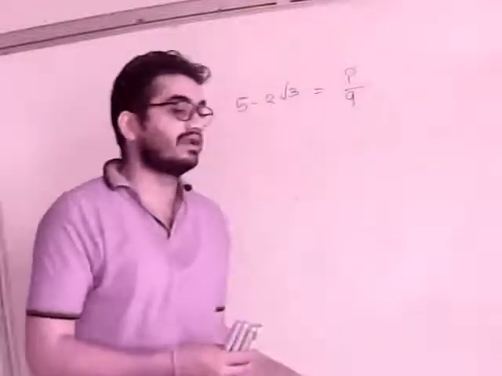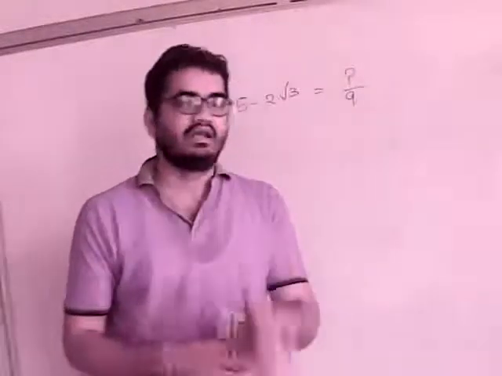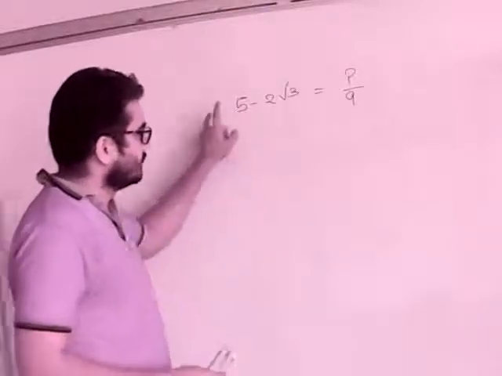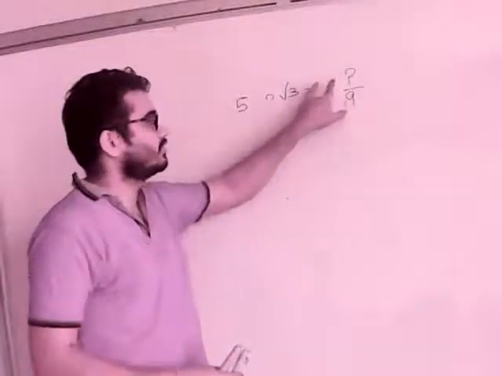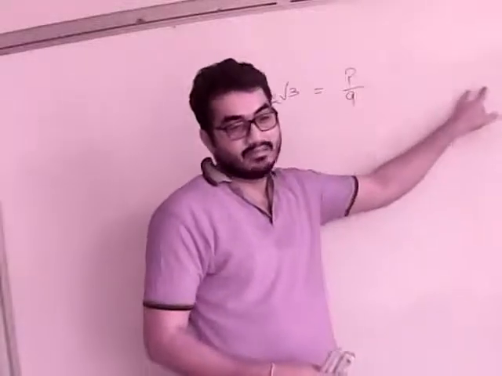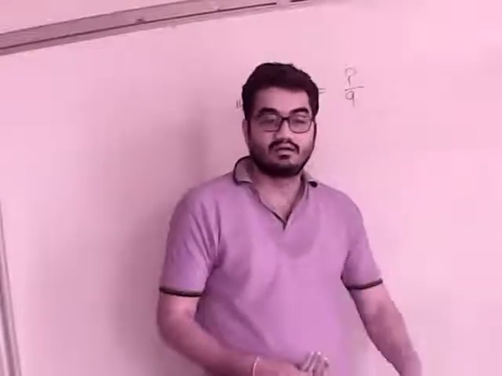What if you are writing in your board examination or any examination? Each and every time you will have to write the statement, and which statement will it be? 5 minus root 3 is equal to p upon q, where p and q are non-co-prime numbers and they are supposed to be a rational number.